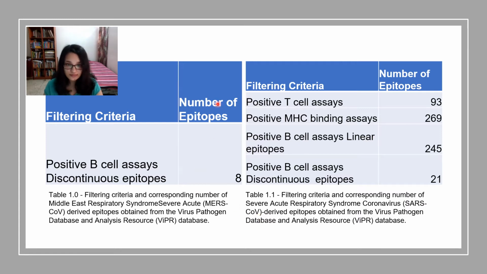Here, the first table shows the filtering criteria corresponding to the MERS-CoV derived epitopes from the ViPR, and the second table shows the filtering criteria and the corresponding number of SARS-CoV derived epitopes, again obtained from the ViPR database.